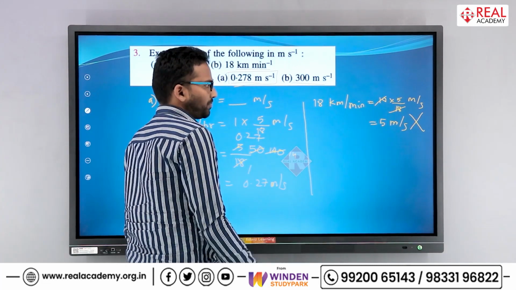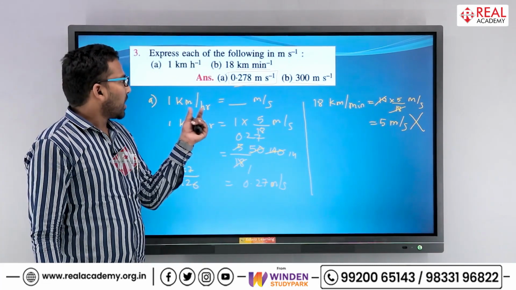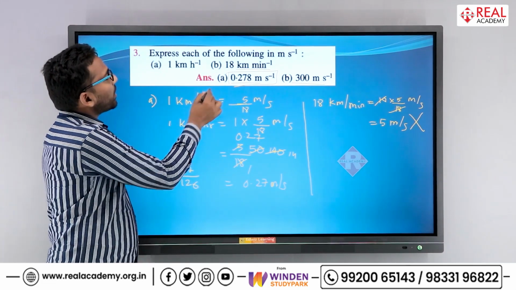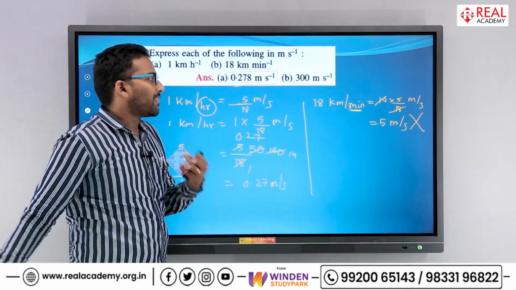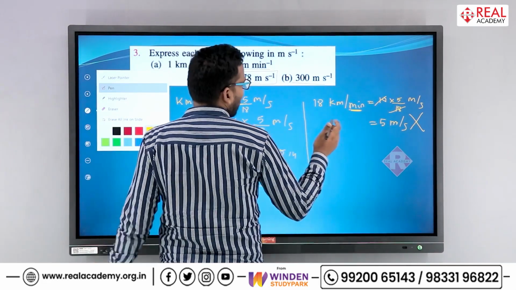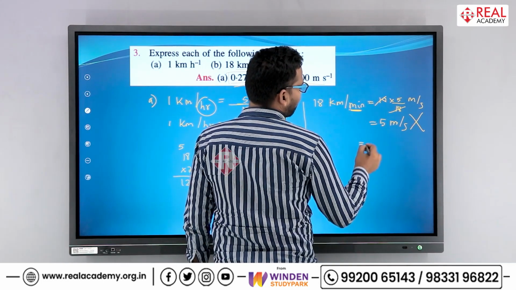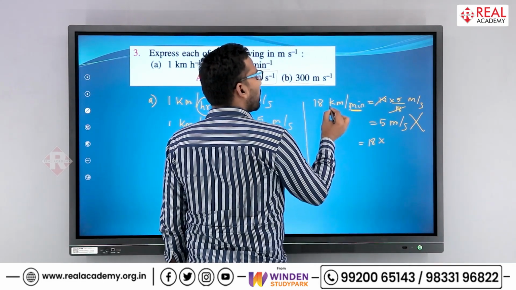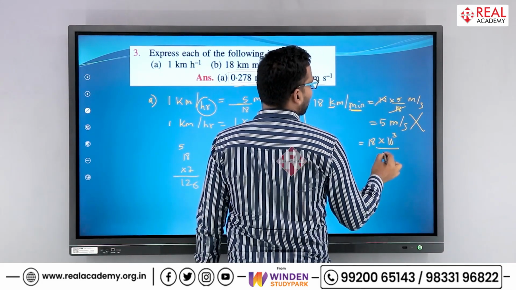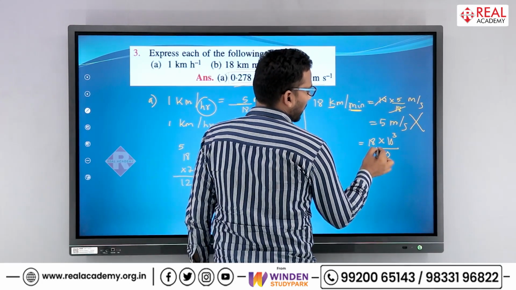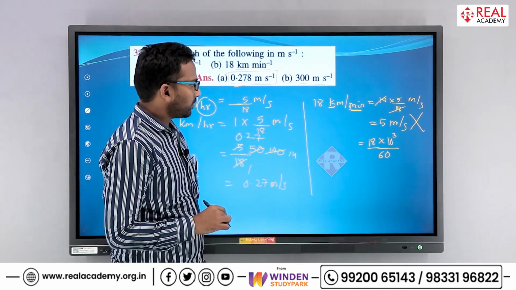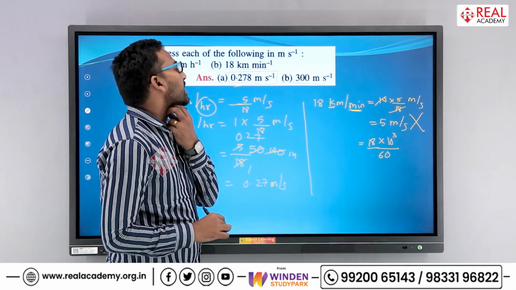It's totally wrong, right? Because the conversion factor 5 by 18 is for kilometer per hour, not kilometer per minute. So here they have twisted the things to minute. So how to get through this? The correct answer would be 18 into, we need to go by kilo. 1 kilo is 10 raised to 3 and 1 minute is 60 seconds.